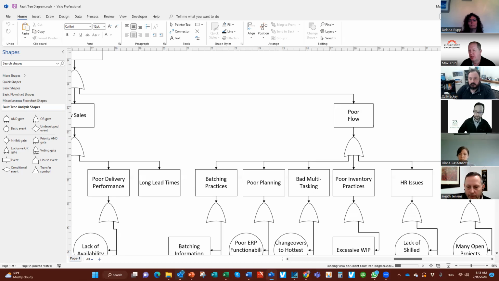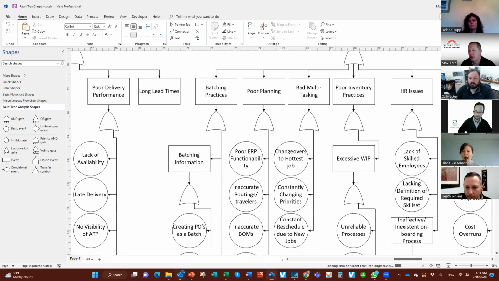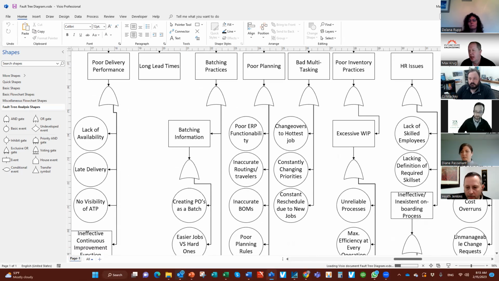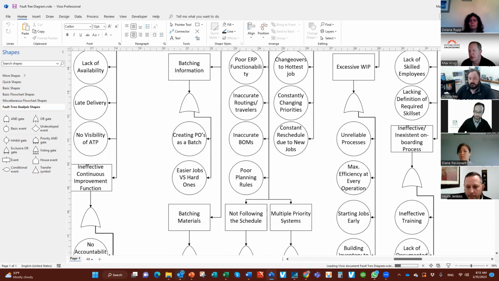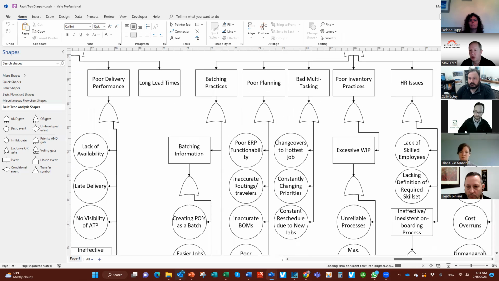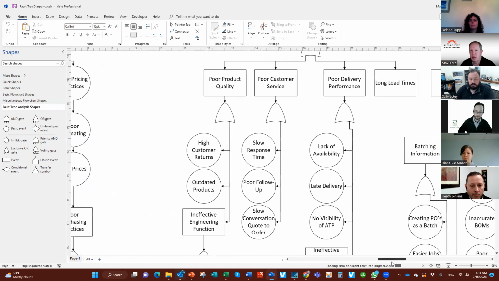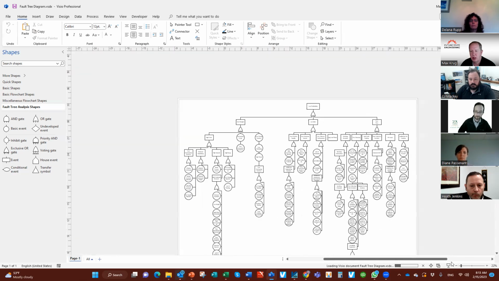So if we just took the maintenance here, what's the reason for poor maintenance? They have too many open work orders. They have lack of standard operating procedures. We see lots of cost overruns and then unmanageable change requests. So it starts to show the contributing factors to these different problems. You can see the scope of it is pretty large.